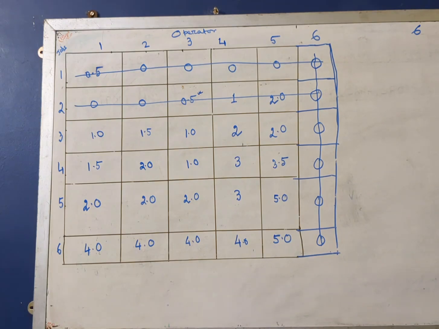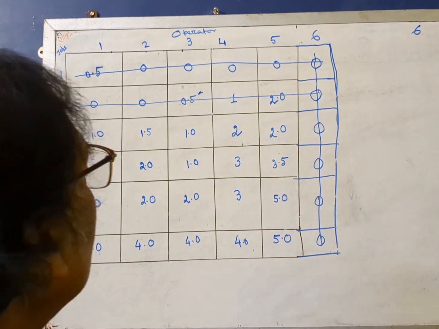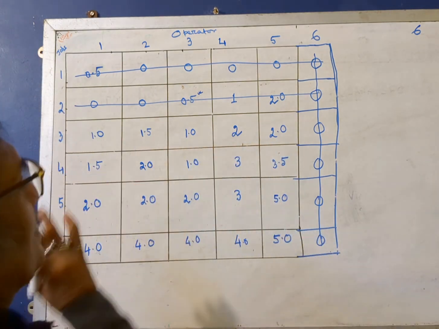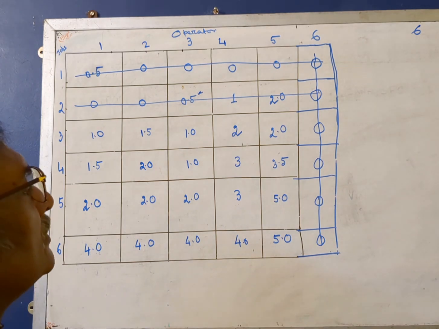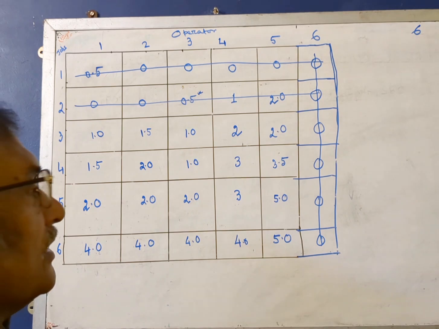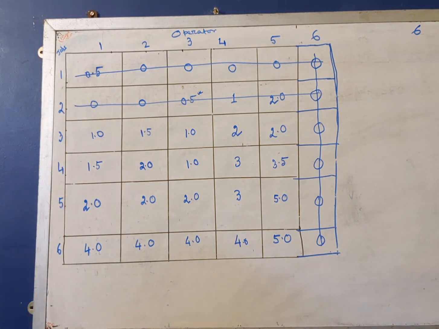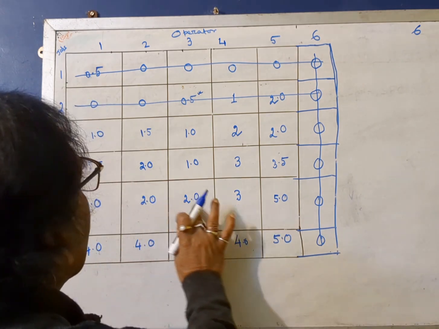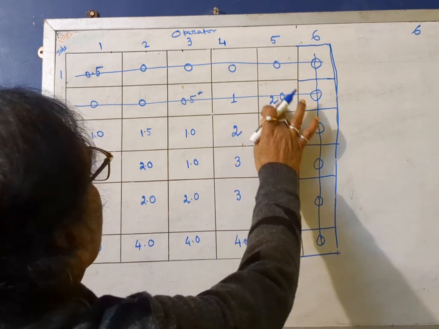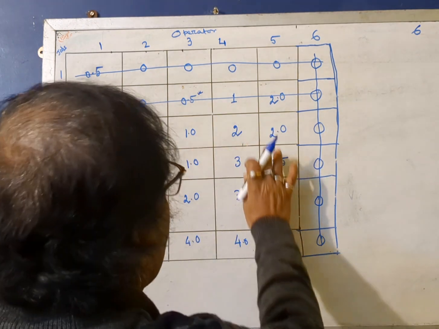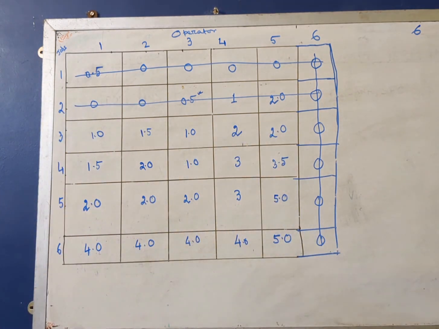Then what you have to do? Next, you have to find the minimum element from the remaining elements which have not been covered or touched by the horizontal or vertical lines, and you subtract that element from all the remaining elements. Remaining elements means all the uncovered elements. You subtract that lowest element from all the remaining elements. Is it clear?